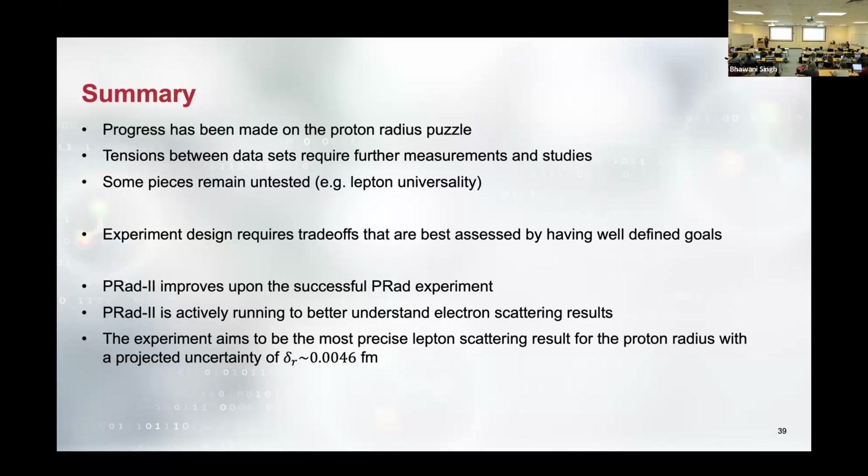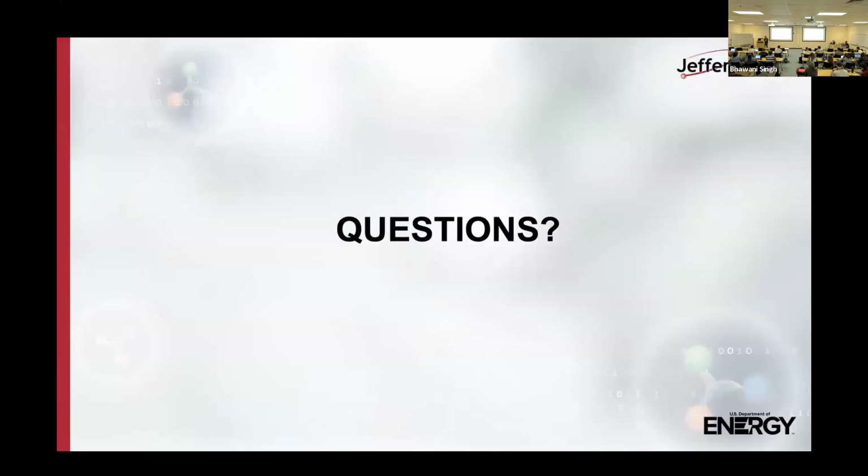Experimental design trade-offs: when you have something you want to measure, you should think about the trade-offs of what goes into it and design the best experiment for what you want to measure in the way that you want to measure it. There's more than one way to do an experiment, and you just have to say, this is what we're doing, and be aware of the consequences of those choices. PRAD 2 is running. It's an improvement on PRAD 1. We want to understand electron scattering, and we're going to have the most precise electron scattering result. And hopefully in a couple of years, the data should be done.